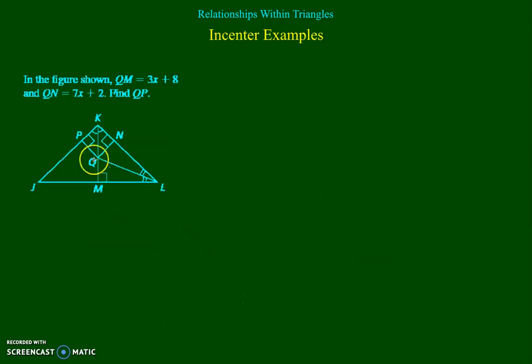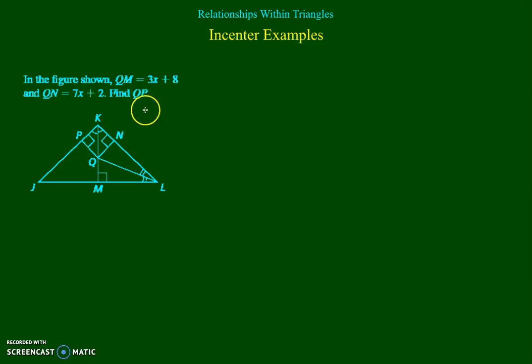In this problem, we have another incenter because we can see QL and QK are angle bisectors. These all represent the distances from that point to the side, and therefore point Q is the incenter. And that means that QN, QM, and QP are all going to be congruent. That means they have the same length. So QM is going to be equal to QN. And so we're looking for QP.